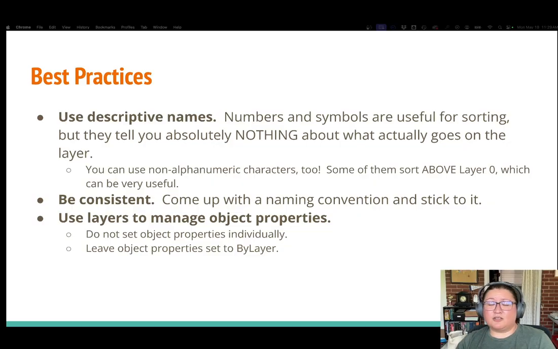It should be noted that you can also use non-alphanumeric characters. Those can be really helpful because some of them will sort above layer 0 and some of them will sort below layer 0. For example, I put a dash in front of all of my unit layers because that sorts above. So when I go to my layers, I know if I'm at 0, I scroll up to get to unit layers, and I scroll down to get to material layers. Nice, right?